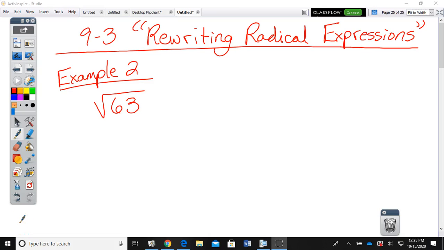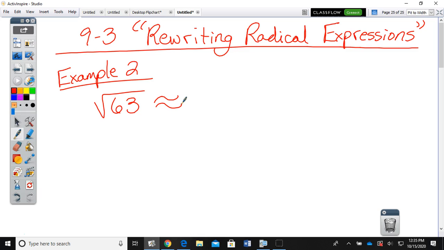Today we are going to be rewriting radical expressions. Quick tutorial. We're skipping example 1. We're going straight to example 2 to rewrite it. Now, if you put this in your calculator, what do you get? Square root of 63. Weird number.